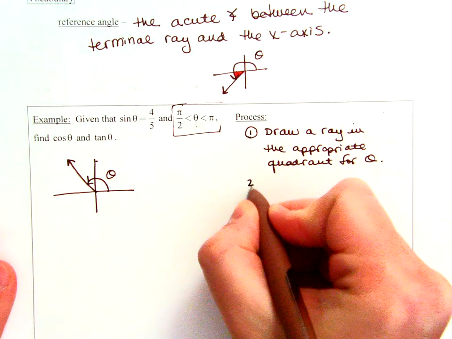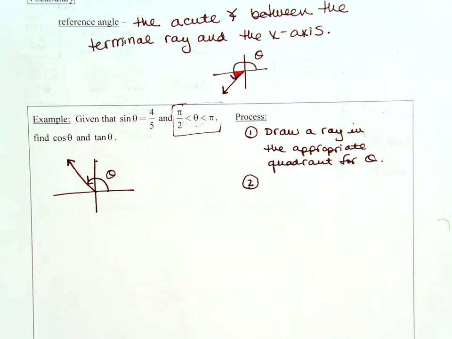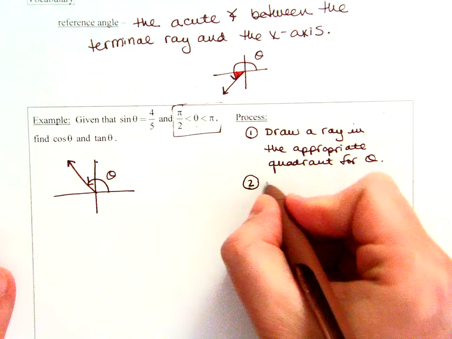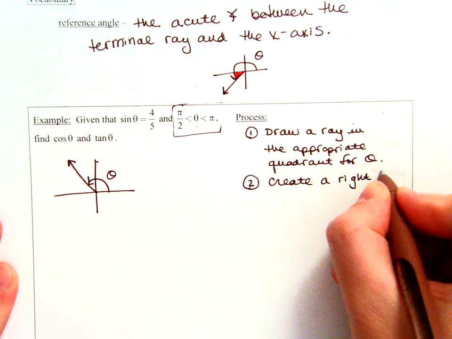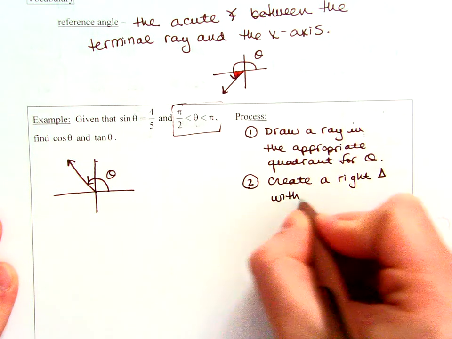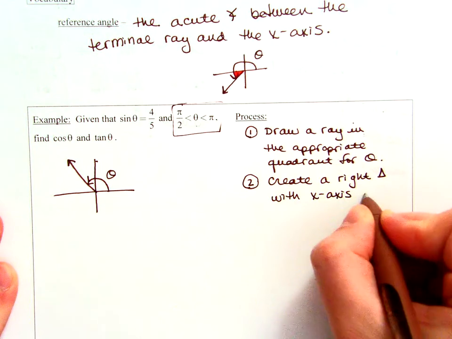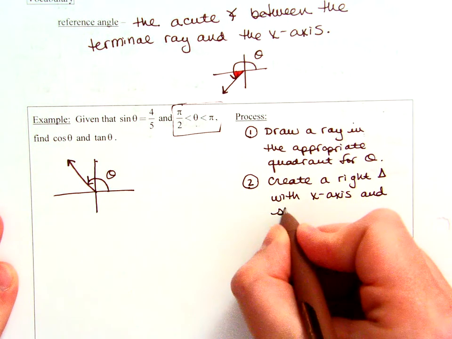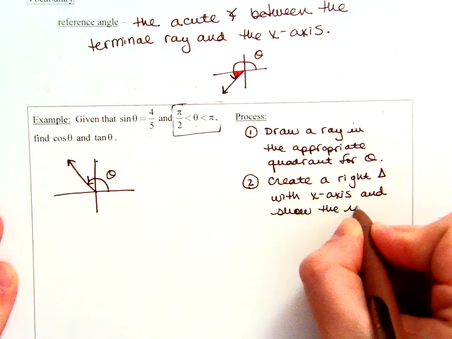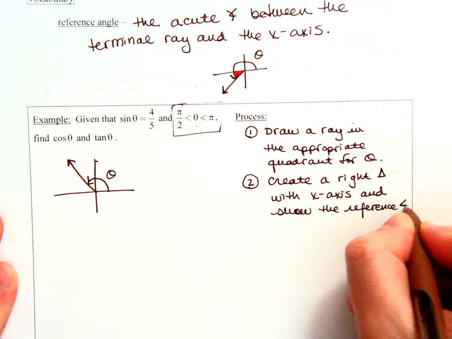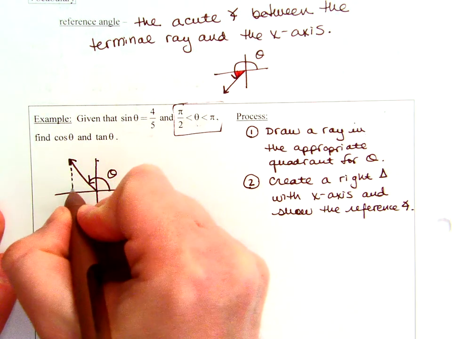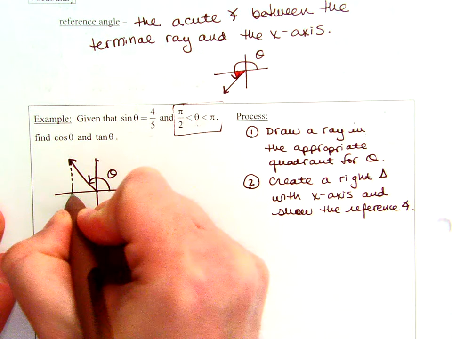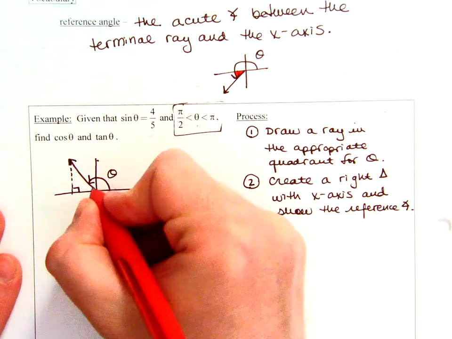Step number 2. I'm going to create a triangle with the x-axis, and I'm going to sort of highlight my reference angle. Actually, not just a triangle. Why don't I say create a right triangle with the x-axis and show the reference angle. Okay, well, here's my right triangle over there. I know my angle theta is that one, but the reference angle is this little acute angle over here.